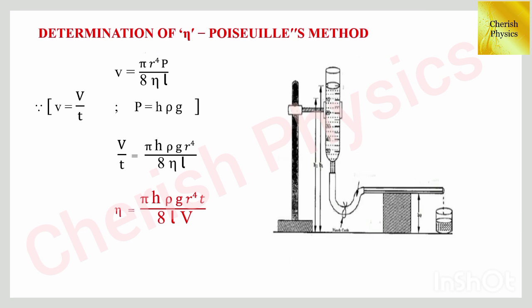Next is the determination of the coefficient of viscosity by Poiseuille's flow method. The term V implies the volume of the liquid flowing per second. Instead of V, we can write it as V by t, where V implies the volume of the liquid. And pressure P is equal to h rho g. By substituting and simplifying, we get eta equals pi h rho g R to the power 4 into t divided by 8 L into V.